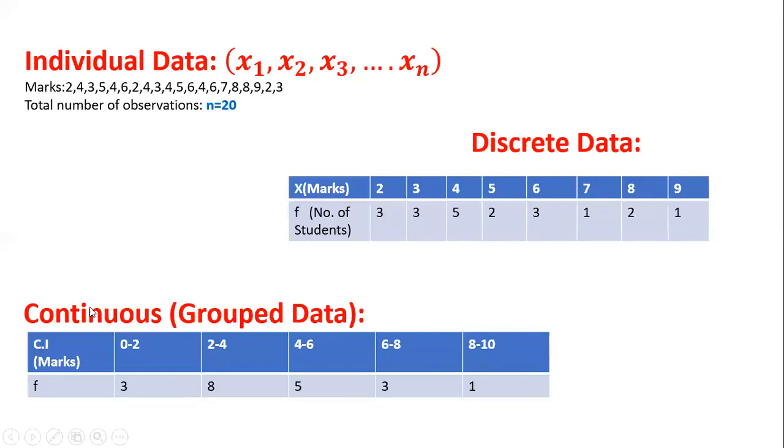The continuous one, we'll divide into intervals 0 to 2, 2 to 4, 4 to 6, 6 to 8, and 8 to 10. The frequency is the number of students in each interval. For continuous group data, we divide the marks into intervals 0 to 2, 2 to 4, 4 to 6, 6 to 8, 8 to 10. And their frequency: between 0 to 2 there are 3, 2 to 4 there are 8 members, 4 to 6 there are 5 members, 6 to 8 there are 3 members, between 8 and 10 there is 1 member. So the first one is discrete data, and the second one is group data.